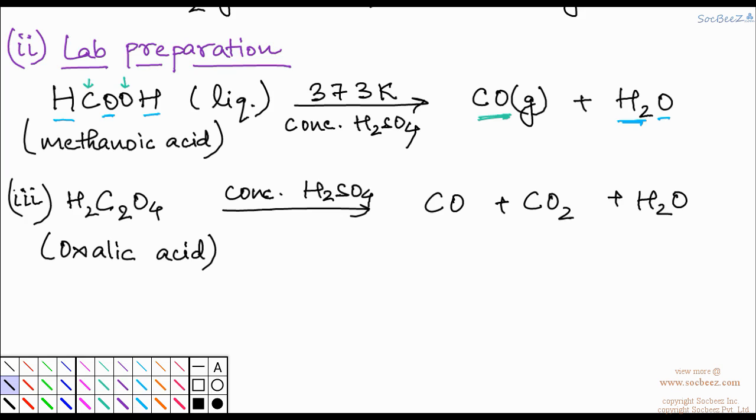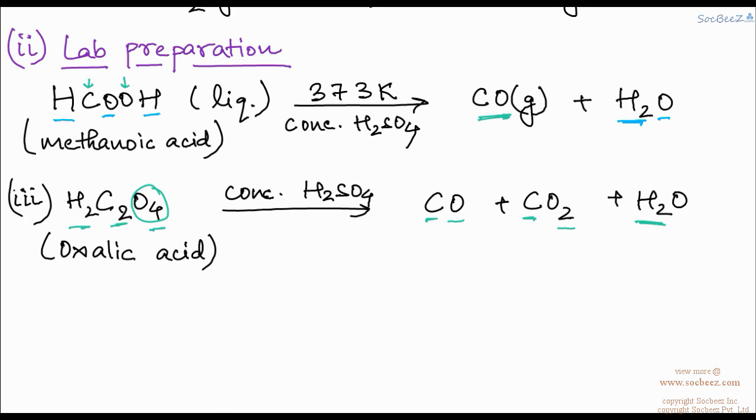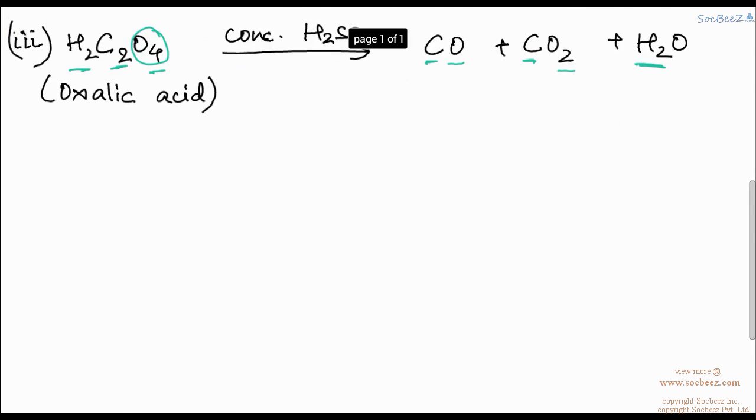Again you can see that carbon monoxide has one carbon, carbon dioxide has one carbon, and there are two carbons in oxalic acid. H2O can take 2H from here and 1 oxygen from here, and the remaining 3 oxygens make up the O4. So this is another way of seeing this reaction.